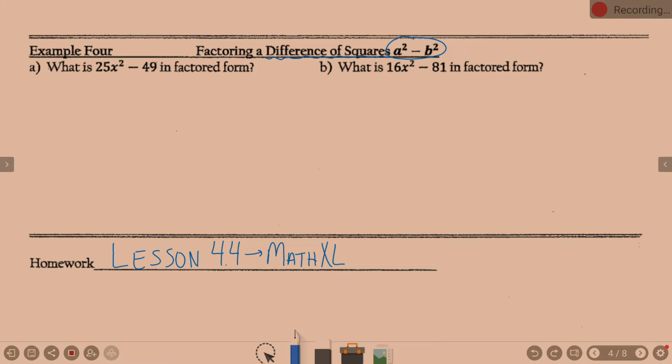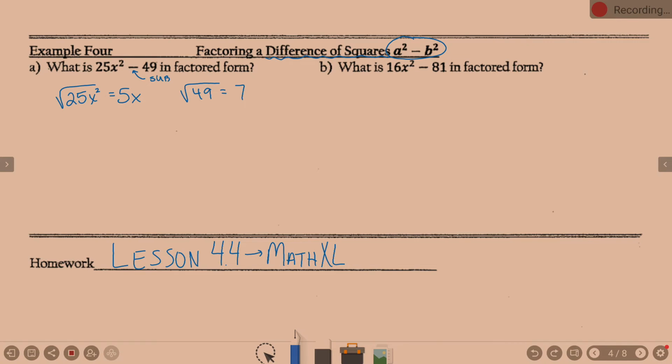Is there a GCF? No GCF. There's only X on the first one, no X on the second one. 25, 49, they don't have anything in common. What we need to notice here is that these are perfect squares. Can I take the square root of 25x squared? Yes. What is the square root of 25x squared? 5x, right? Okay, so that's one thing we want to notice. Can I take the square root of 49? Yes. Square root of 49 is 7. These are perfect squares, you should know. Your calculator can always help you. Is this a subtraction sign?